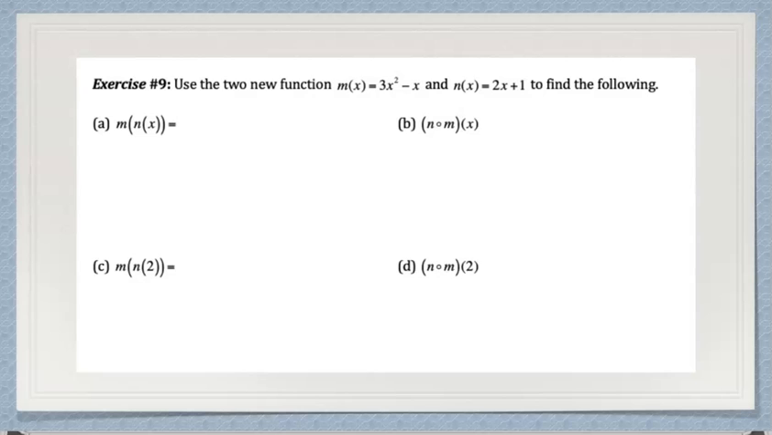Now I've got these two functions, m of x and n of x, and we're going to find the following. We're going to take n of x and place it inside m. n of x is 2x plus 1. That is going to be the input everywhere there is an x in m of x. So m of n of x is 3 times n of x squared, which is 2x plus 1 squared, minus 2x plus 1.